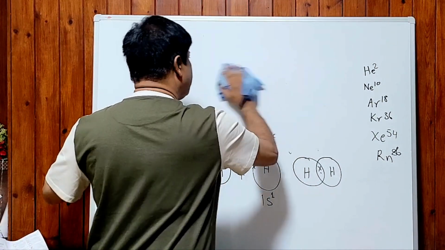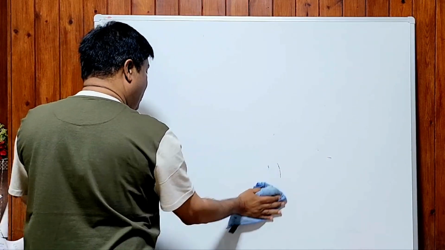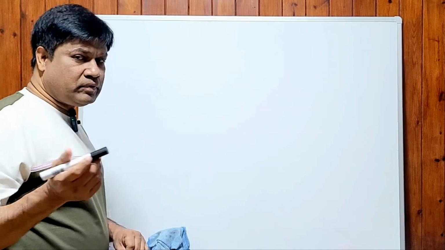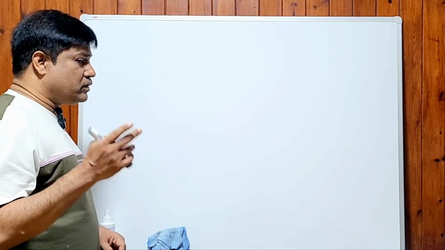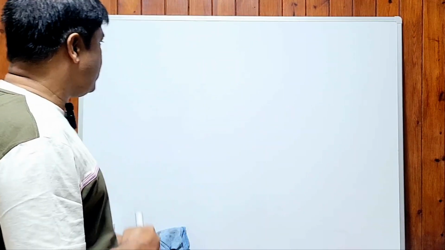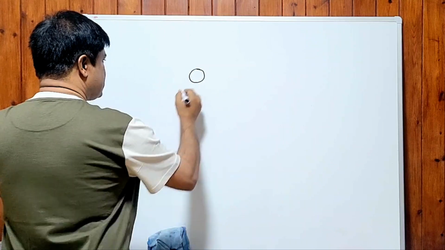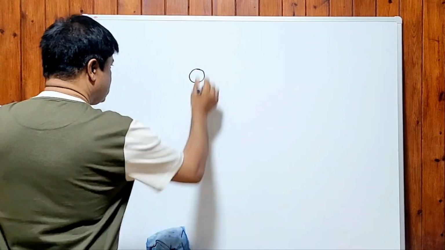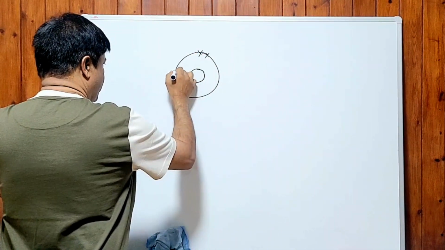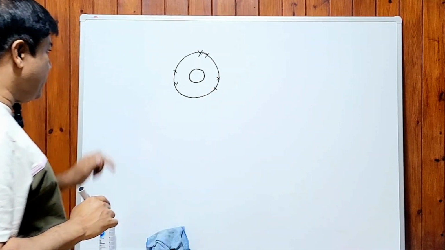Let's see an example of a double covalent bond. Can you give me an example of a compound having a double bond? Anyone, guys? A molecule having a double covalent bond. Oxygen atom. Look at the oxygen atom. This oxygen has how many electrons in the outer shell? 6. 1, 2, 3, 4, 5, 6. To get 8, they need 2 more.